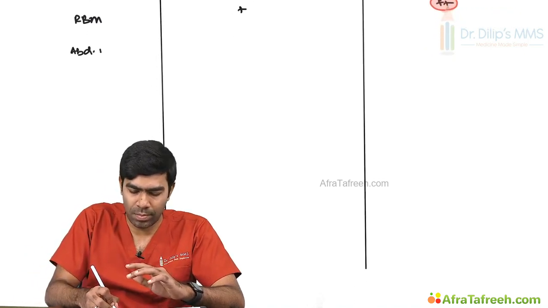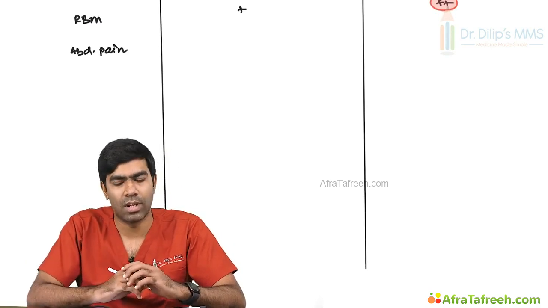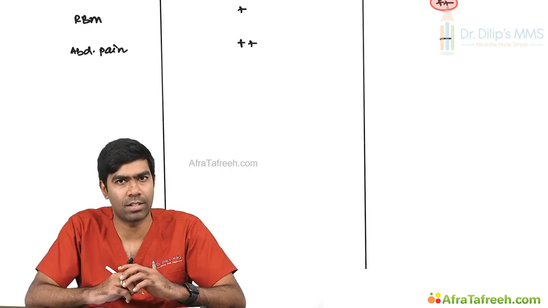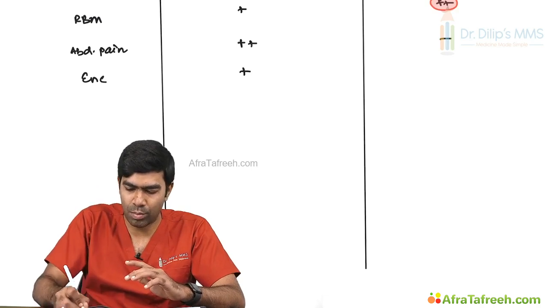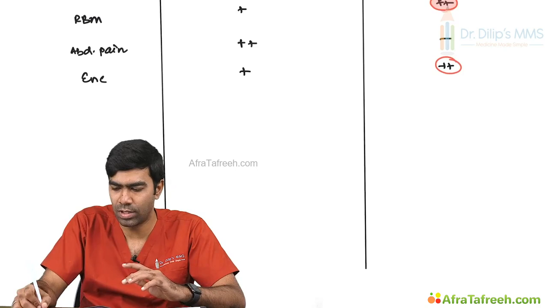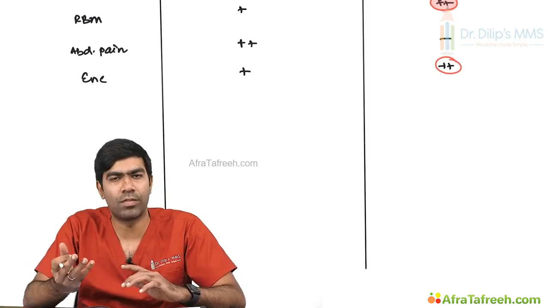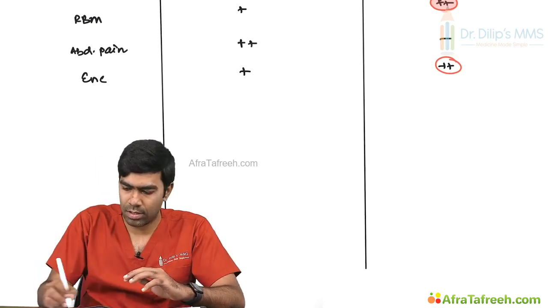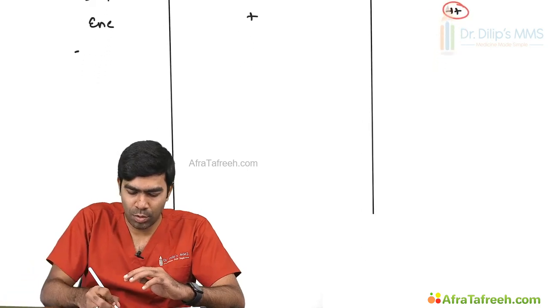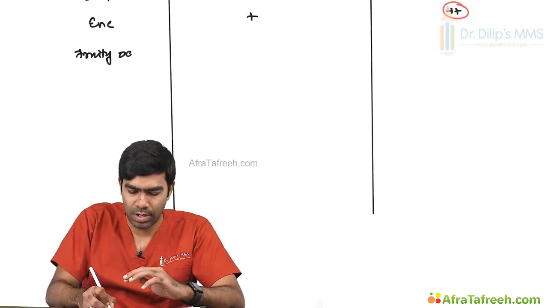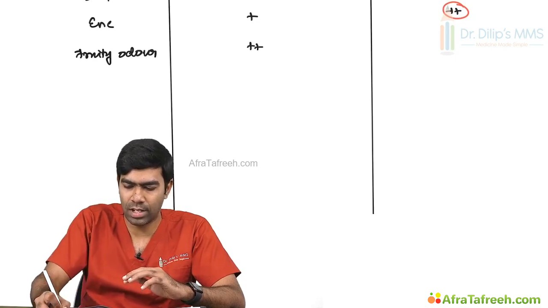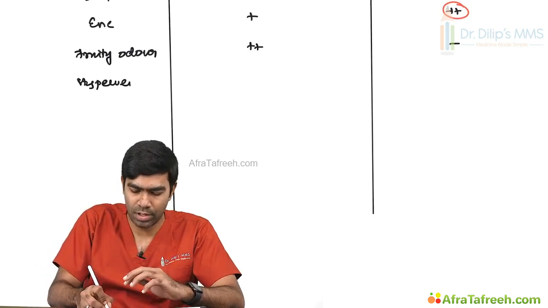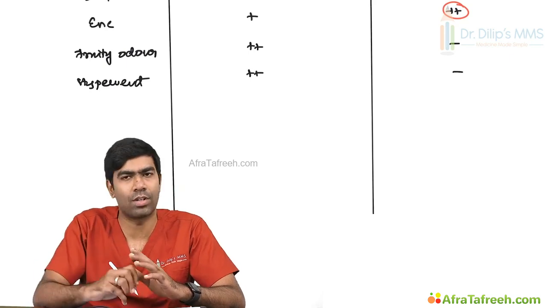And what about the abdominal pain in these individuals? Abdominal pain is a feature of DKA, very unlikely to happen in HHS. And encephalopathy can happen in both, even though the risk of encephalopathy is more with HHS because of the hyperosmolality, which is more in HHS patients. And what about the fruity odor in the breath? That is a characteristic feature of DKA, not a feature of HHS at all. What about hyperventilation, tachypnea and shortness of breath? Once again, characteristic feature of DKA, not a feature of HHS.